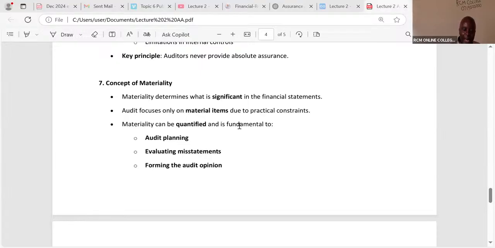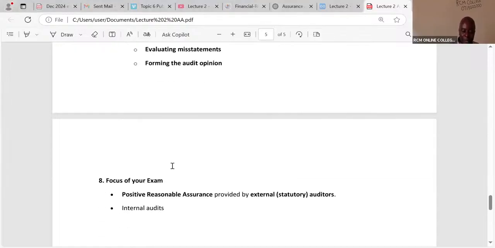Materiality can be quantified and is normally fundamental to audit planning, because during the planning stage we put in this materiality. If something is above this, we audit it. If it's below, then that is really minute for us, immaterial. Materiality is also very important whenever you are evaluating misstatements, the errors, and when you are forming the audit opinion. I will bring this to your attention, because there is a whole chapter which talks about materiality.